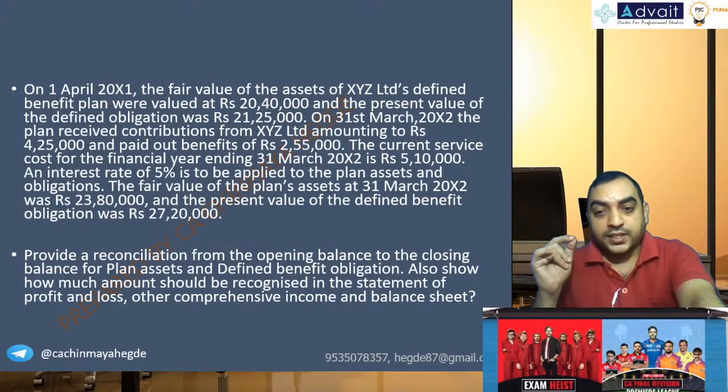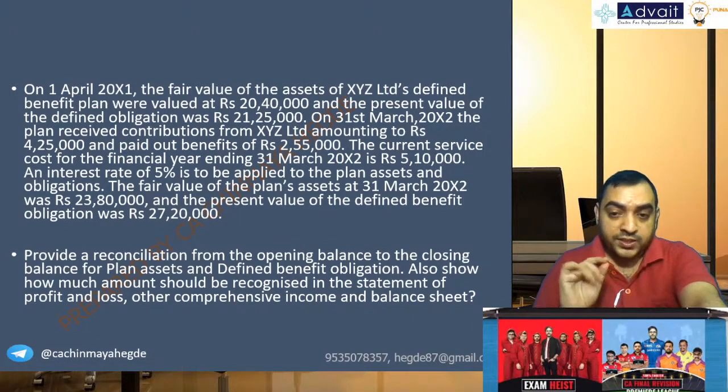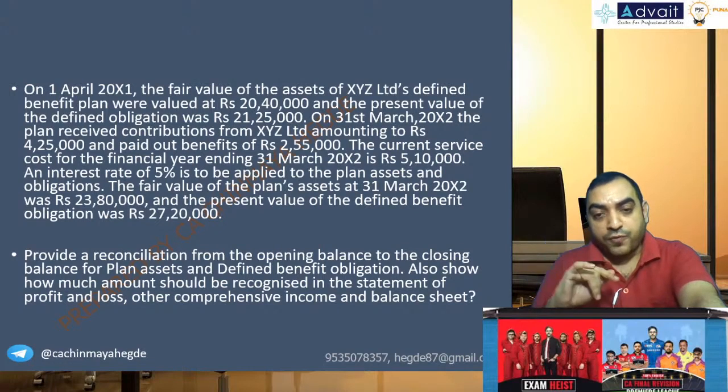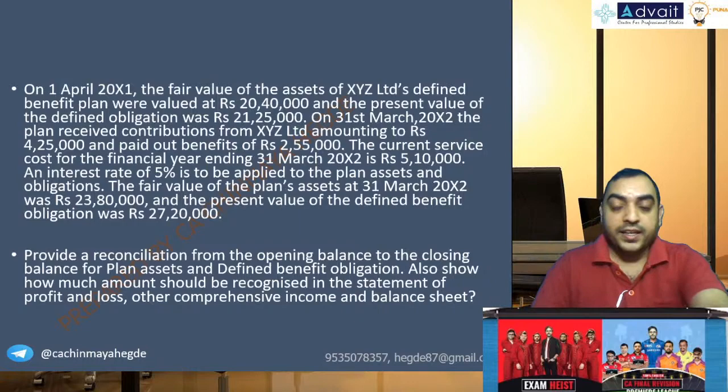The fair value of the planned assets on March 2002 was 23 lakh 80. Present value of defined benefit plan was 27 lakh 20. Provide reconciliation from the opening balance to the closing balance of asset and liability obligation. Also show how much amount should be recognized in the statement of profit and loss, other comprehensive income, and in the balance sheet.